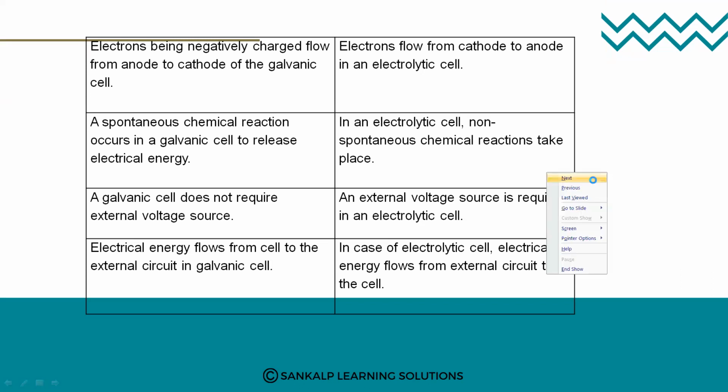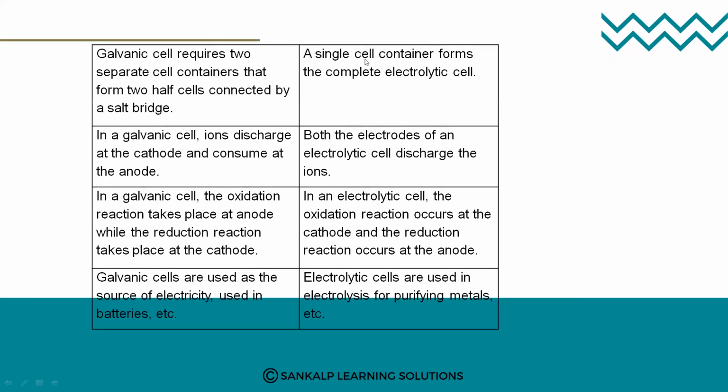Some more. A galvanic cell requires two separate containers that form two half cells, which are connected by a salt bridge. So we have seen this diagram of the galvanic cell, right? In two different beakers, two different solutions are there, respective electrodes are dipped, and they are joined by a salt bridge. Then in the case of an electrolytic cell, a single container is taken, which forms the complete electrolytic cell.